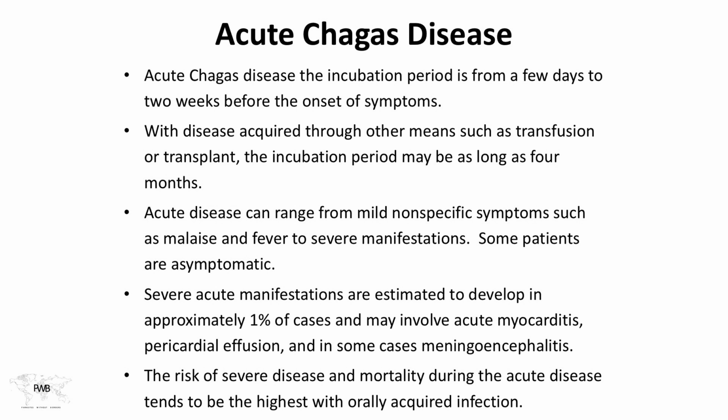Now, what about severe acute manifestations? This is reported not to be common. It's estimated to be that maybe 1% of the exposures result in severe acute manifestations. These can be acute myocarditis, so acute inflammation of the heart, a pericardial effusion, this is fluid around the heart, and in some cases you can actually get meningoencephalitis, and this is inflammation of the meninges, the area covering the central nervous system, as well as encephalitis, which is inflammation of the brain itself.